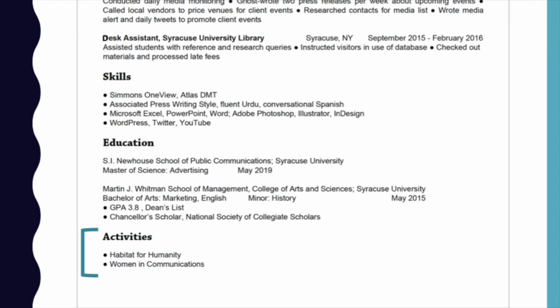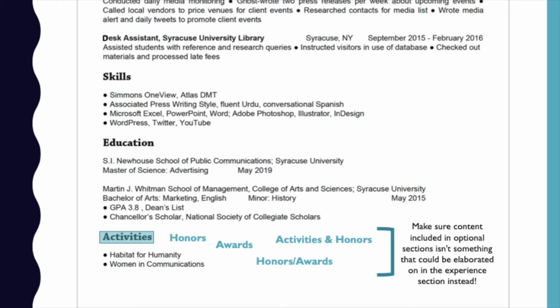Finally, the optional sections. This could be activities or honors/awards. The key here is to look at your activities listed and ask yourself if it would be better included in the experience section instead. For example, if I was doing social media for Women in Communications, then that should be included in my experience section because it is very relevant. But if I'm just a member and don't have a role in the organization, then listing it under activities is just fine. So take a moment to look at your optional sections. Is anything listed under there better suited in the experience section?